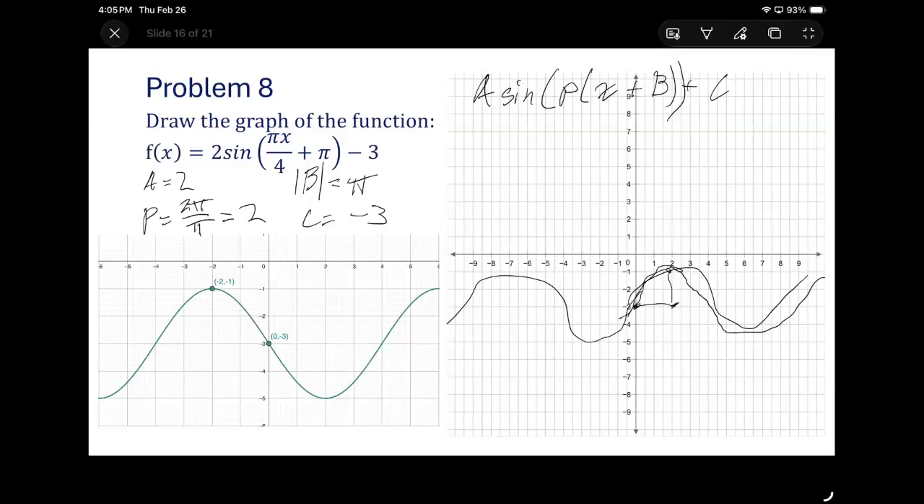I didn't learn this way. I learned by plugging in 0 and 2 pi for this inner function here, and then figuring out all that mathematically. So this is kind of fun to learn. But this general equation works really nicely.